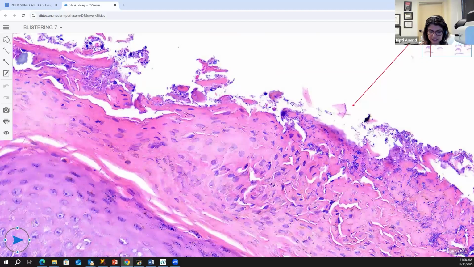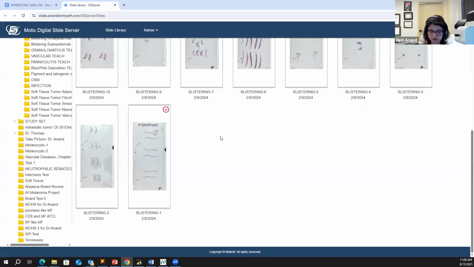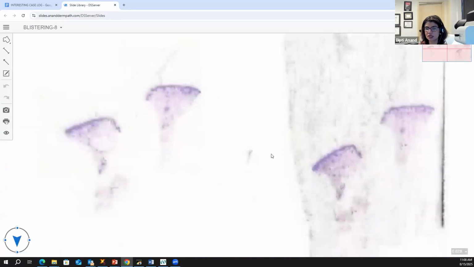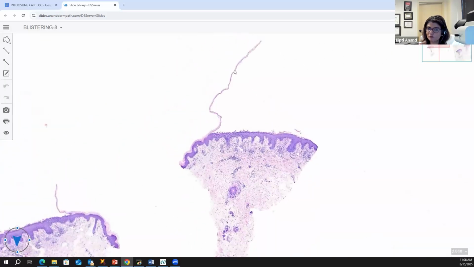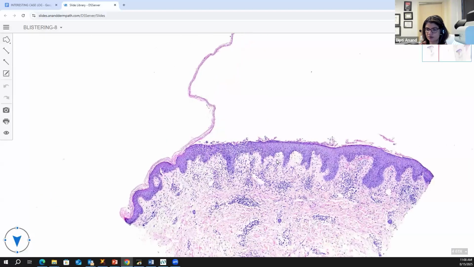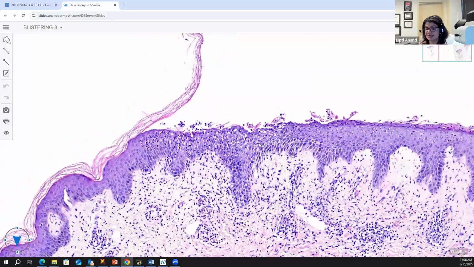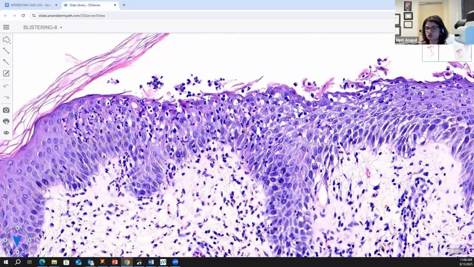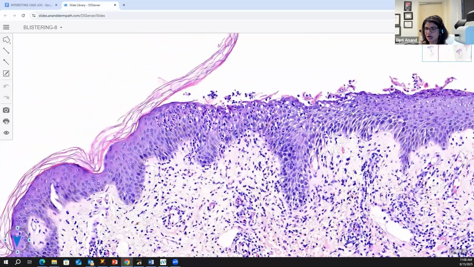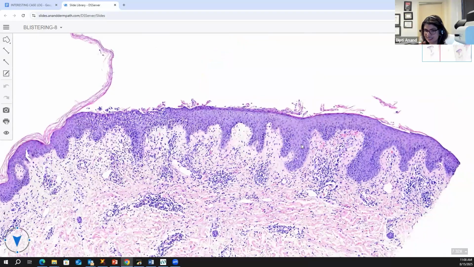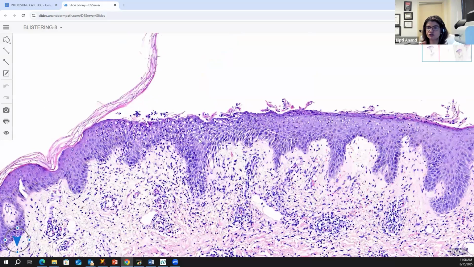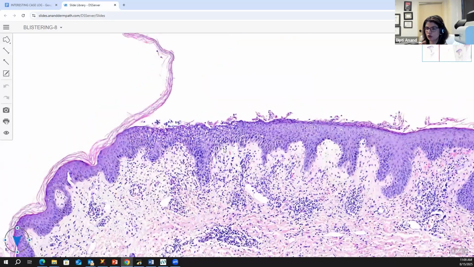Okay, so let's go to another example. Now, in this particular scenario, this is a very obvious subcorneal blister. You can see how nicely the stratum corneum is lifted up and you have a subcorneal blister. This again is a cell-rich subcorneal blister because you're seeing neutrophils. You can see how neutrophils are actively exocytosing into the epidermis. However, you do not see any bacteria. There is some slight dermal edema, but there is no bacteria. So a subcorneal blister which has neutrophils with no bacteria and no fungus, what do you think about?